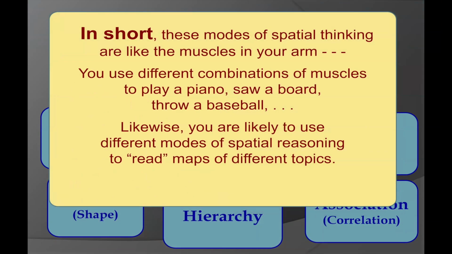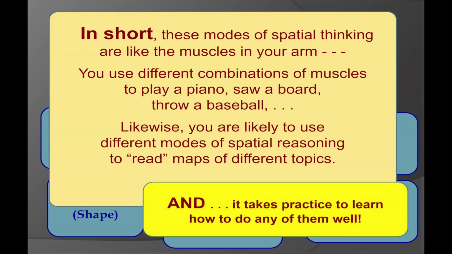Here's a good analogy. The modes of spatial thinking are like the different muscles in your arm. You're likely to use different combinations of muscles to play a piano or saw a board or throw a baseball or whatever. You're likely to use different modes of spatial reasoning to read maps of different topics or to answer different questions when you look at a map. And it takes practice to learn how to do any of them well.